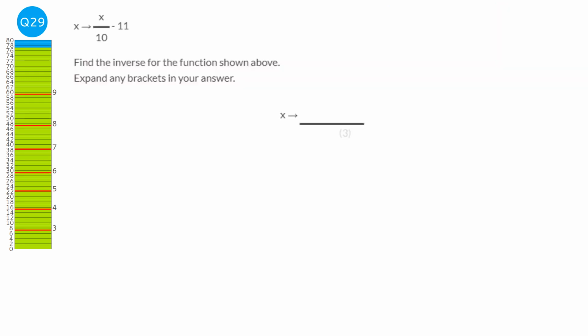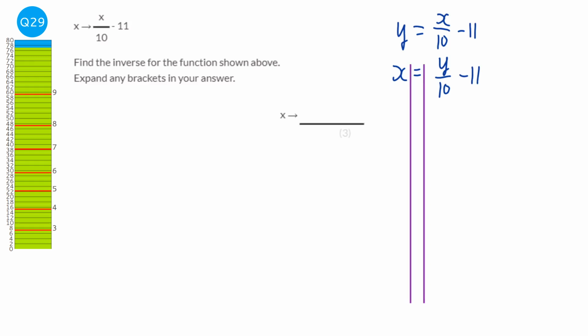A simple trick when you're finding the inverse of a function is to switch the y and the x. Now we don't actually have a y in here, but we can just put one in, it's not a problem. So we can just rewrite this function as y equals x over 10 minus 11, and we're just going to switch around the y and the x. So x equals y over 10 minus 11. Now, the objective now is to get the y on its own, to make y the subject.